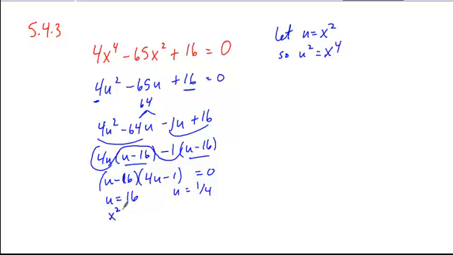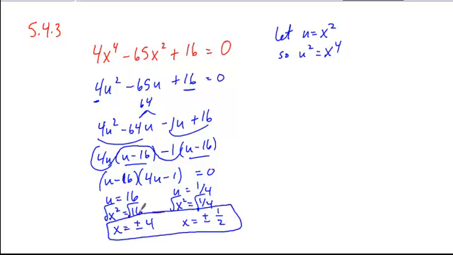We know that x squared is equivalent to u, and we extract the square root to solve for x. We get x is equal to plus or minus root 16, which is 4. x squared can be substituted in for u, 1/4. Extract the square root. We get x is equal to plus or minus the square root of 1, which is 1, over the square root of 4, which is 2. And so here would be your 4 solutions.